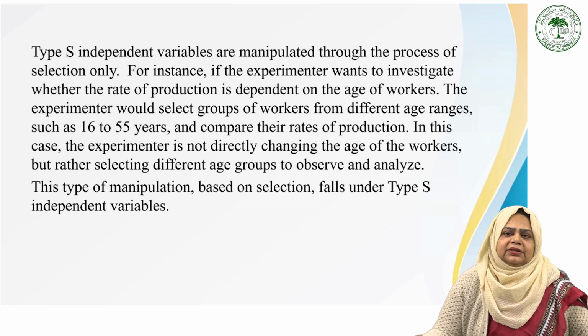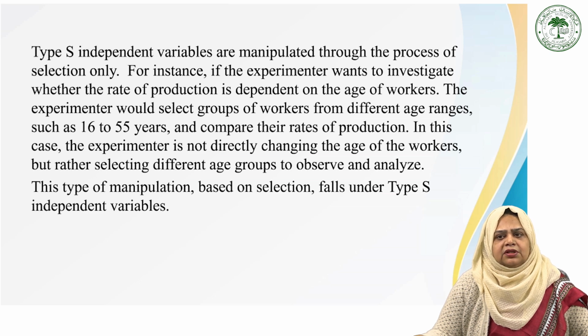On the other hand, type S independent variables are manipulated through the process of selection only. Instead of directly changing these variables, the experimenter selects different options or groups to compare. For instance, if the experimenter wants to investigate whether the rate of production is dependent on the age of the workers, age becomes the independent variable.